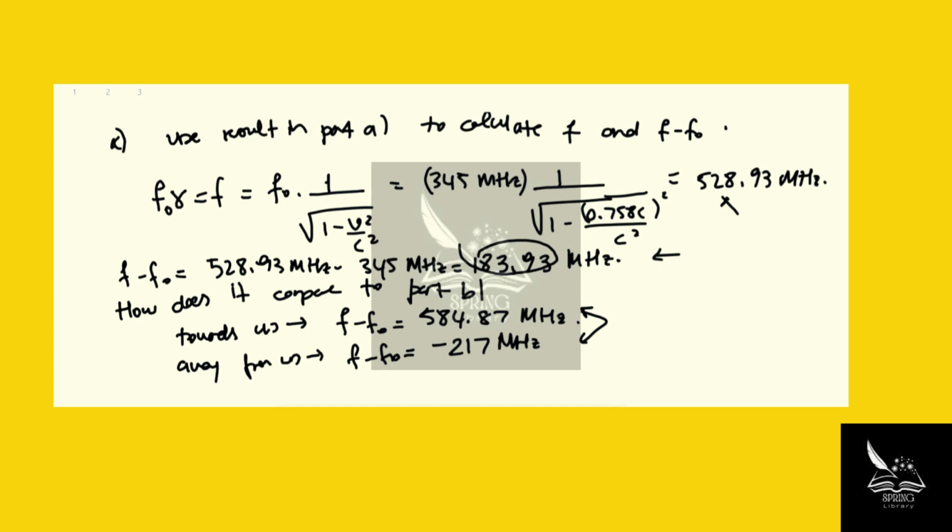If you just quickly look at it, and if you take the average of these two, moving towards us and moving away from us, what you get is 584.87 plus negative 217, divided by 2. What do you think this is equal to? It equals 183.93 megahertz. So we're basically finding the average frequency shift by using the formula that we derived in A. But if you want to be specific about what the frequency shift would be as the ship is approaching us, and as it's going away from us, then we would use the regular relativistic Doppler equation.